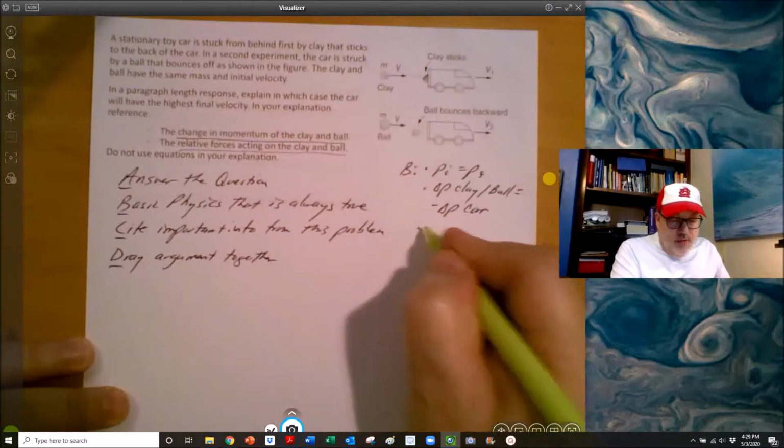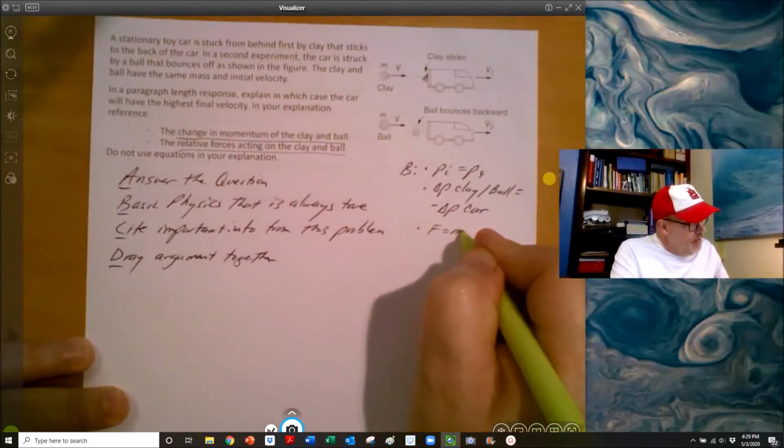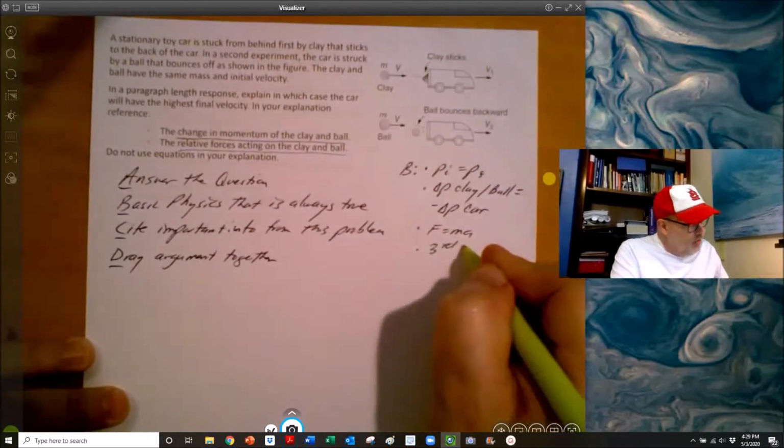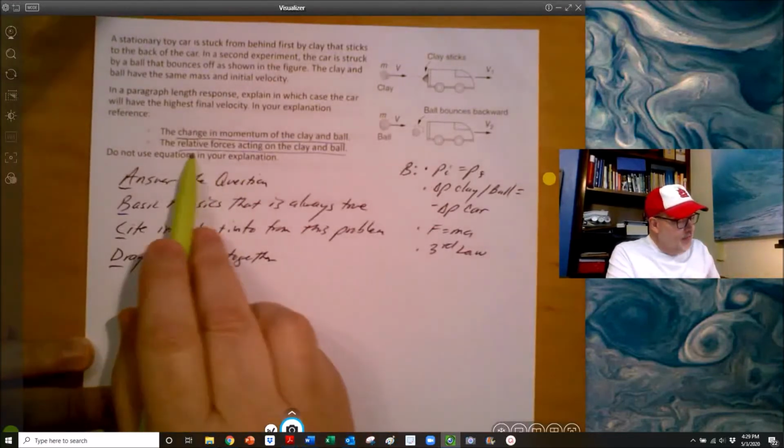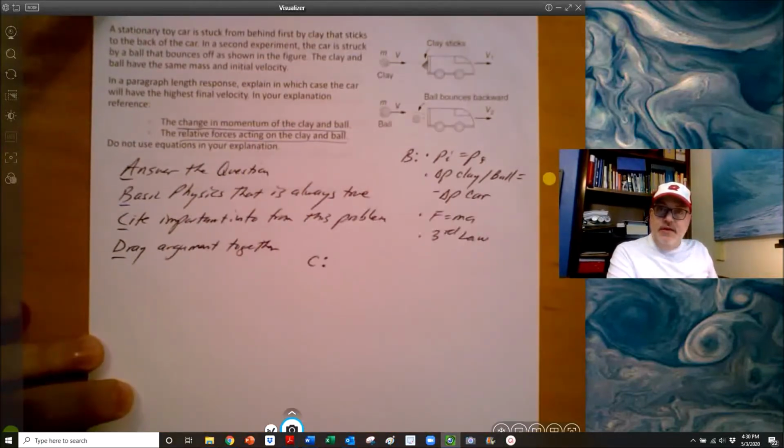And then let's see what else. We do know F equals ma, and we know the third law. So we know the force from the ball on the car will be equal and opposite. The force from the clay on the car will be equal and opposite, because they ask us about the relative forces. C is citing the information, or the critical information, about this particular problem.